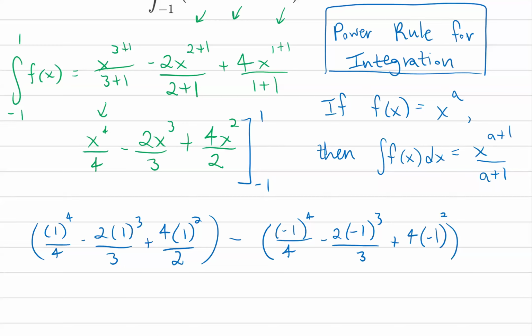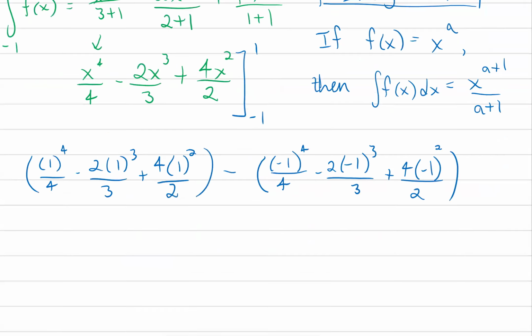I do realize I could have simplified that 4 over 2 at the end there. So you can do that if you'd like. And now we're just going to evaluate, simplify everything using order of operations. So I should get in this parentheses a much more simplified result, 1 over 4 minus 2 over 3 plus 4 over 2, and you could simplify that to just a 2.